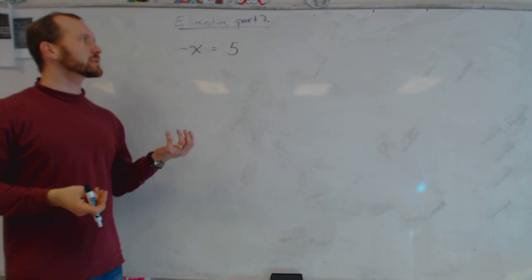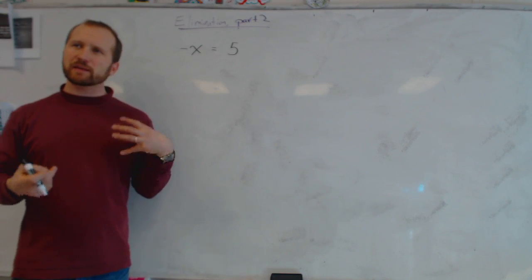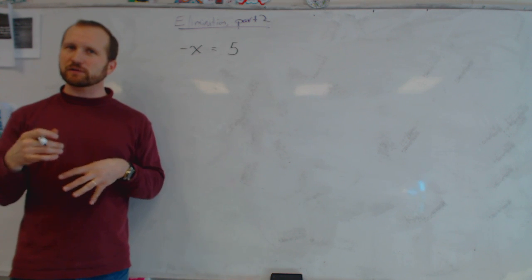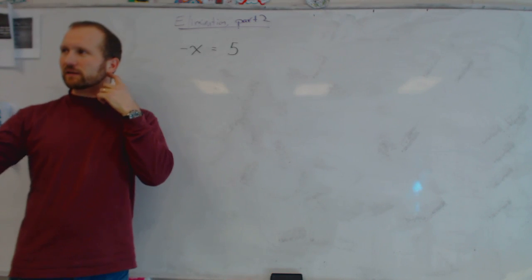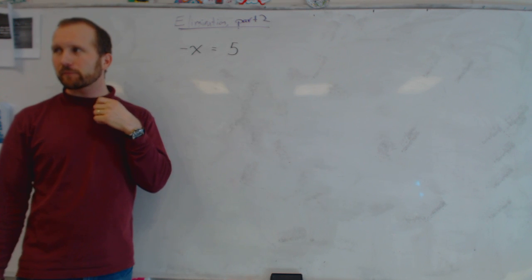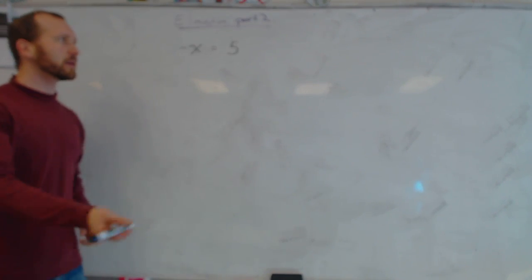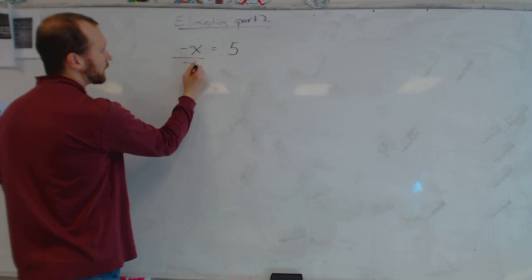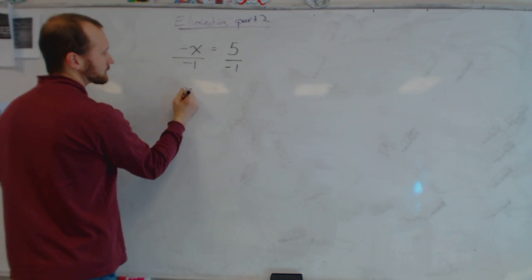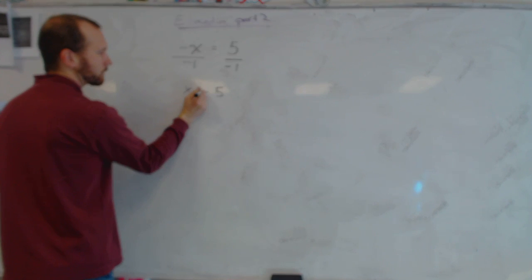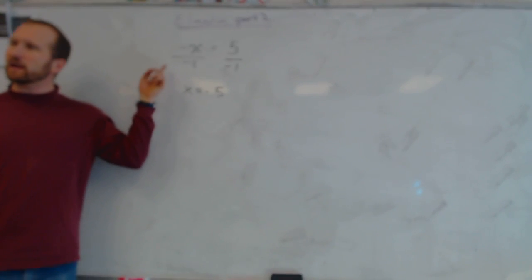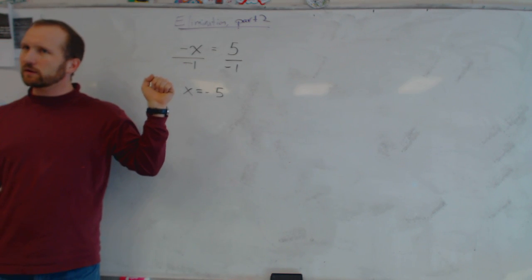We would switch the sign. What am I actually doing? Think of that golden rule of algebra: do you do to one side as you do to the other? I could divide by negative 1. That's totally fine. So we could think of this as dividing by negative 1. x equals negative 5.